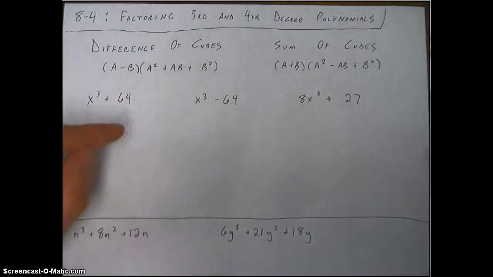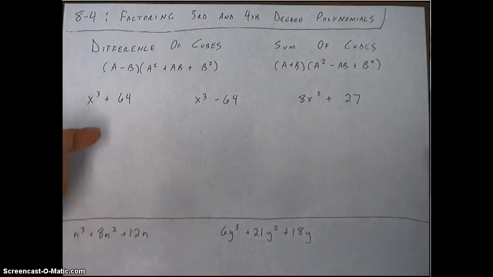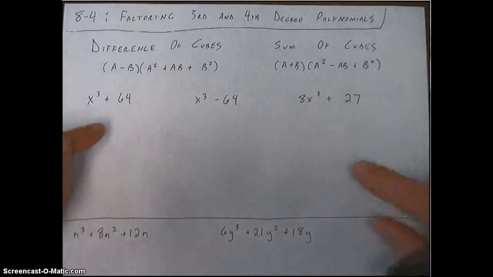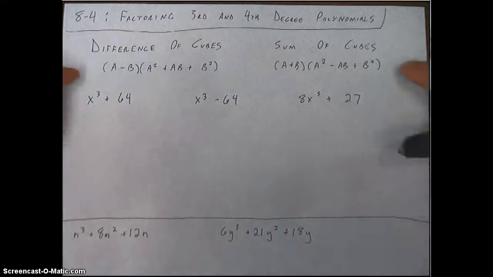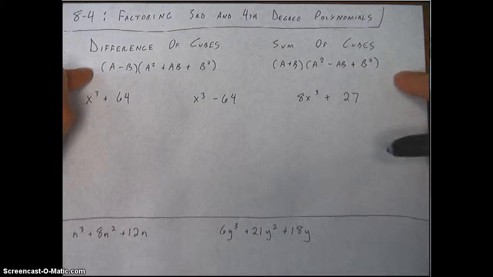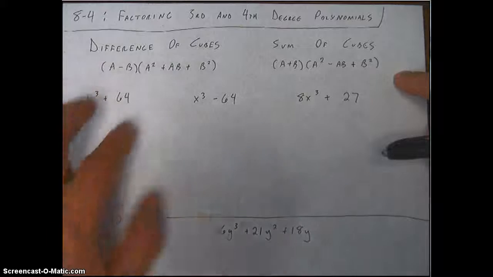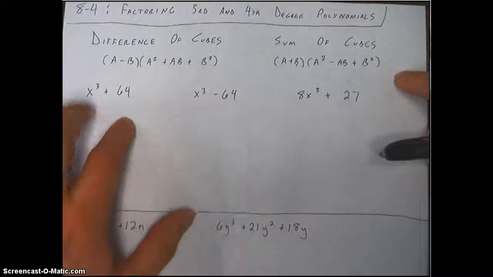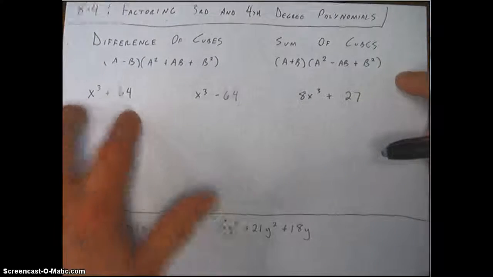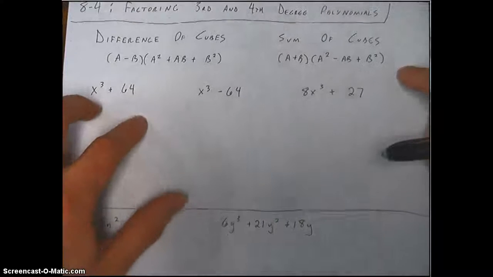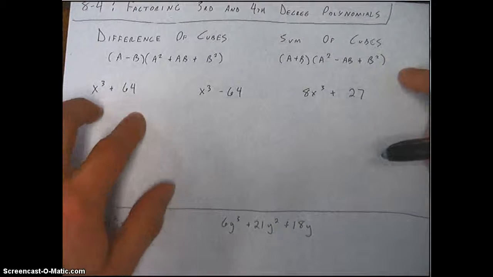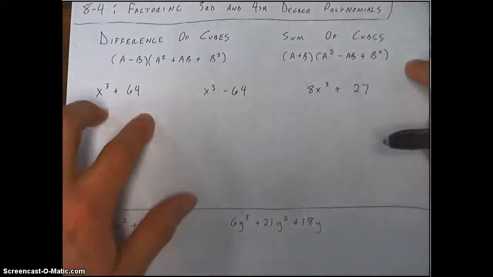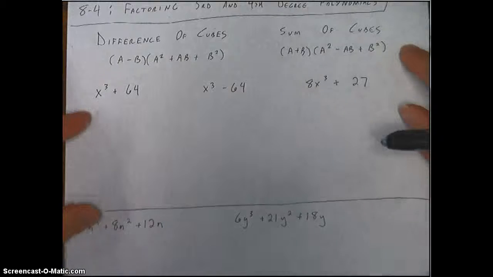The first thing I want to talk to you about is a special case third degree polynomial. In this special case, we're going to use two different formulas, the difference of cubes and the sum of cubes. You're going to use these two formulas when you've got a binomial. A binomial is two terms, and that binomial is comprised of two perfect cubes. So let's talk about what perfect cubes are.